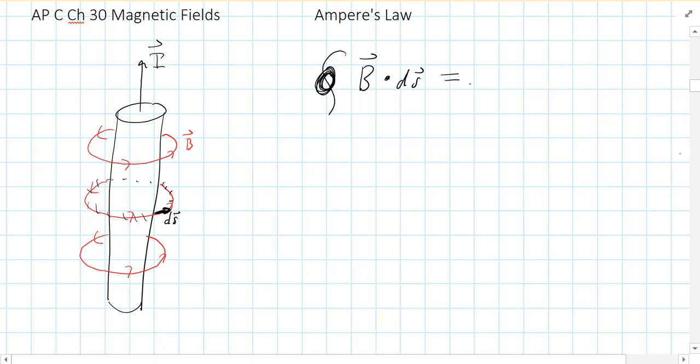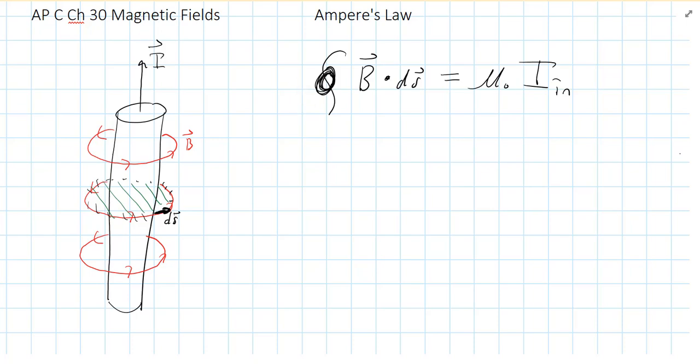This equals mu naught, that's a magnetic constant, and I'll write that down in a minute, times the current that passes inside of the area bounded by that loop. Okay, so imagine there's current poking through that green area I just drew. Whatever current's going through that area, that's your I enclosed.